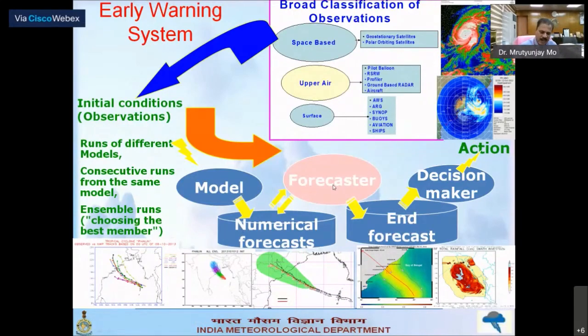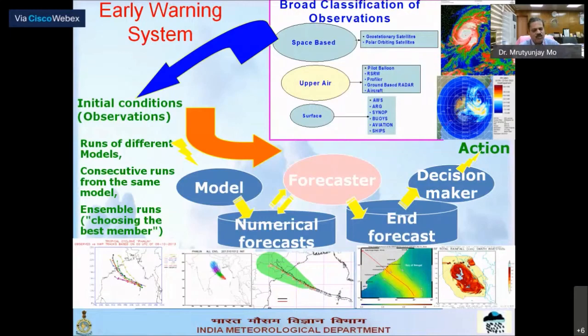Now he analyzes various types of forecasts available from various types of models and various types of observations available from various weather systems. And finally, he takes a decision and provides this forecast, which is called the end forecast. This end forecast is provided in the form of a bulletin, called a cyclone warning bulletin. It is given to the decision maker, and the decision maker takes the actions.